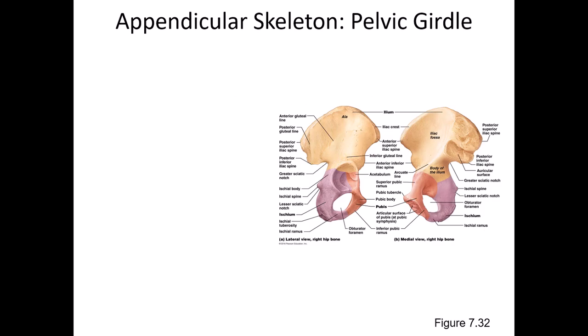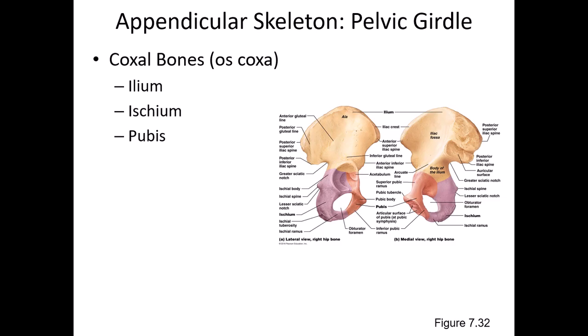Okay, appendicular skeleton, now pelvic girdle and lower extremity. So again, girdles connect the appendage to the axial skeleton. Now we're looking at the attachment for the lower extremity. So we have 2 pelvic bones, also called coxal bones or os coxa. Coxa is the root meaning pelvis.